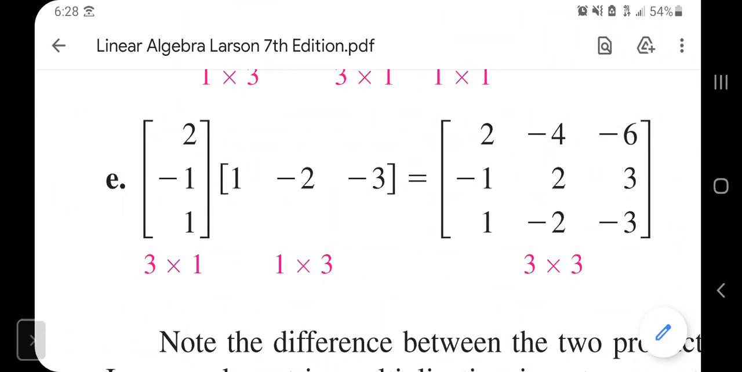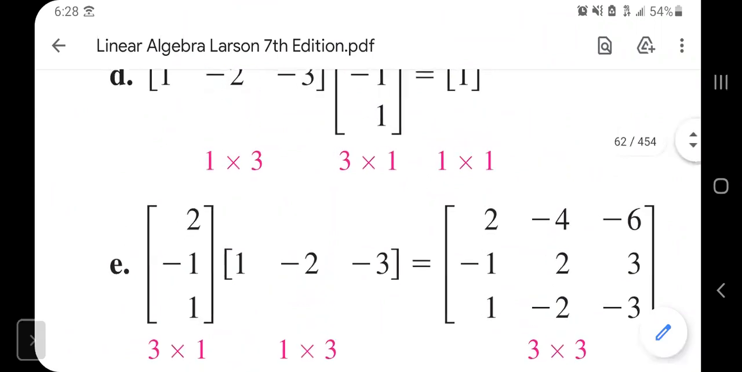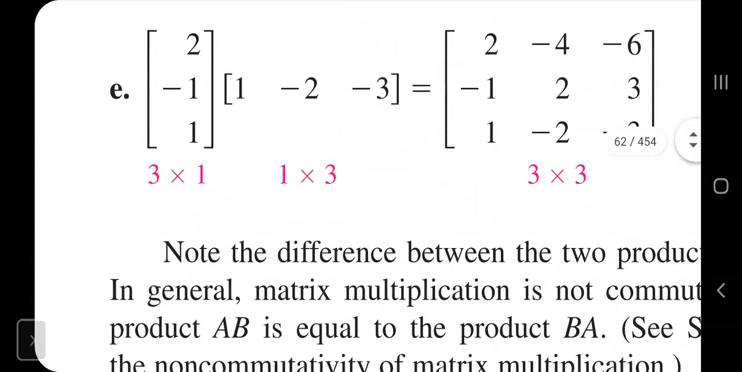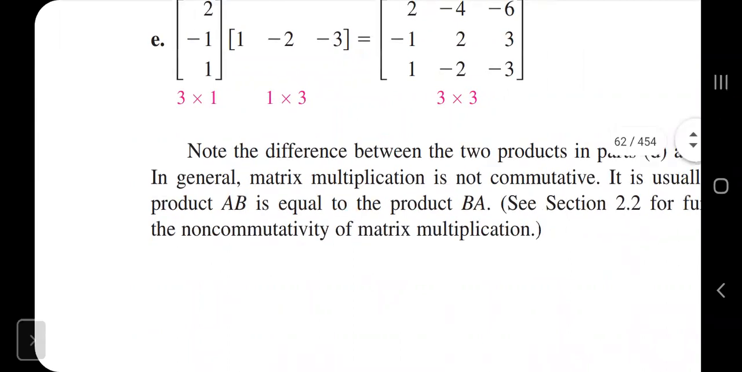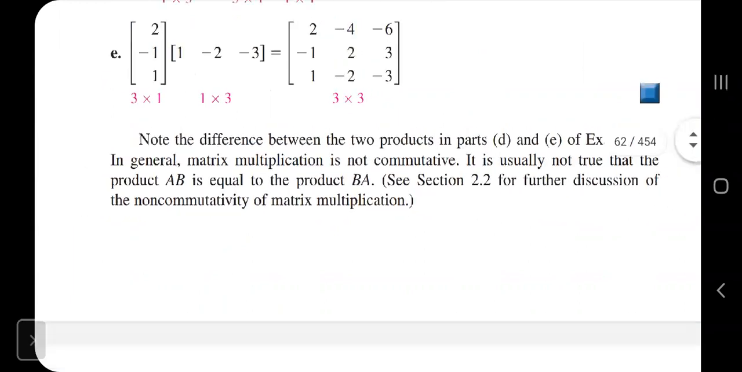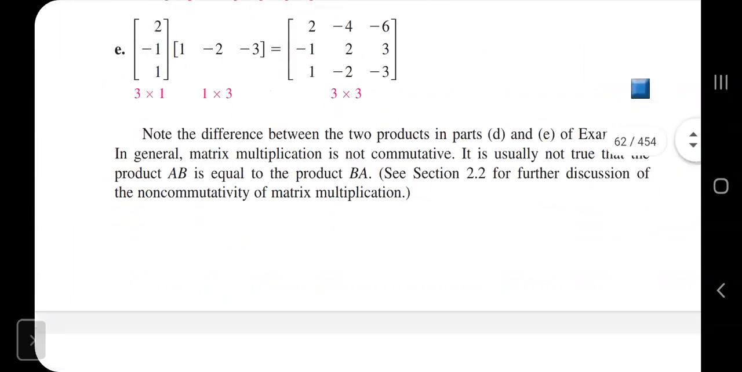So that's kind of awesome. I take the same two matrices, I do it one way, and I get this tiny little one, and the other way I get this big 3x3 matrix. So as we said, in general, matrix multiplication is not commutative. It is usually not true that AB is equal to BA, but we're going to get into that later.